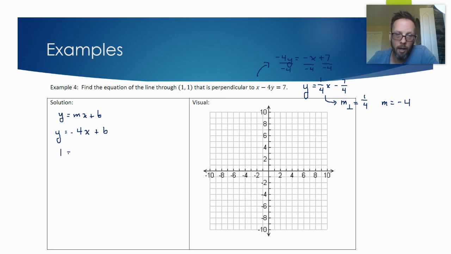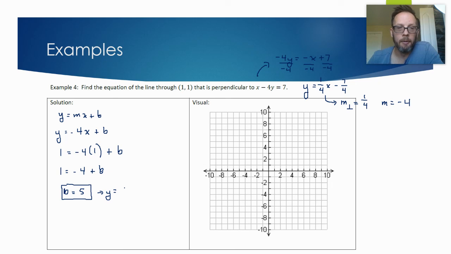Plug in 1 for y. We are told that that happens when x is 1. And we can solve for b. Negative 4 times 1 is negative 4. Add 4 to each side. b equals 5. And the equation of our line is y equals negative 4x plus 5.